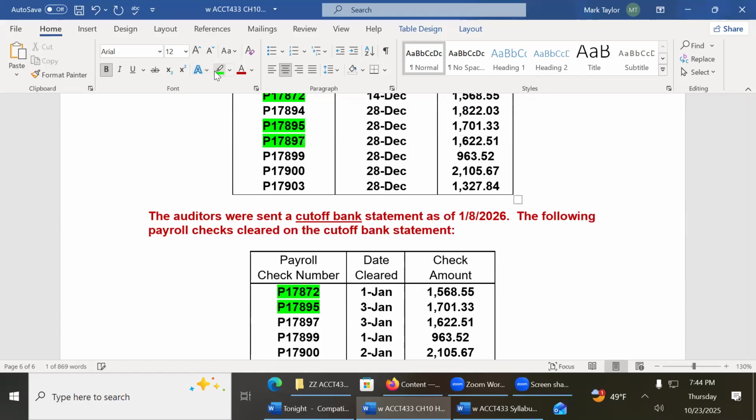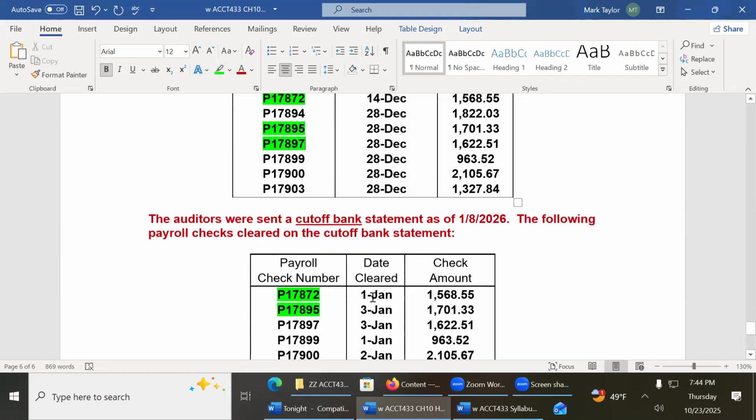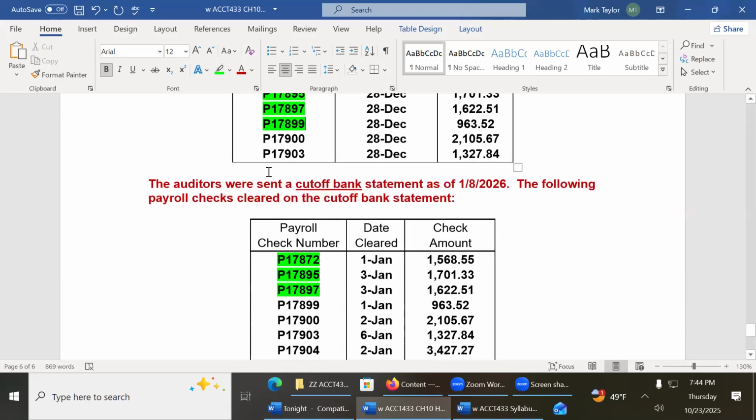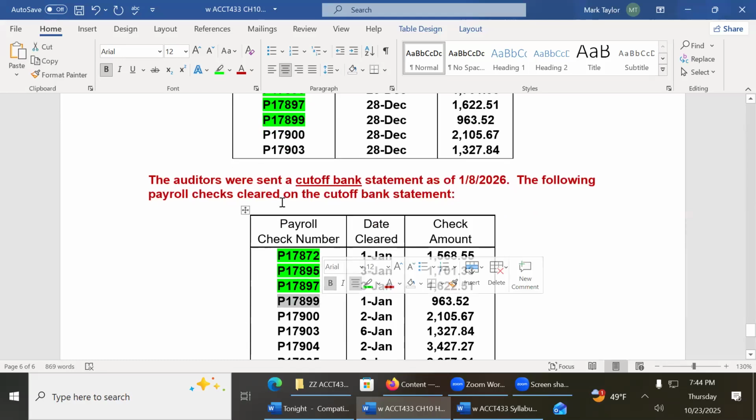$17,897. That one did clear also. But you might be checking this to make sure the check amount is the same. Probably not a big concern, but $17,999, that one cleared. $17,900 also cleared. As did $17,903.